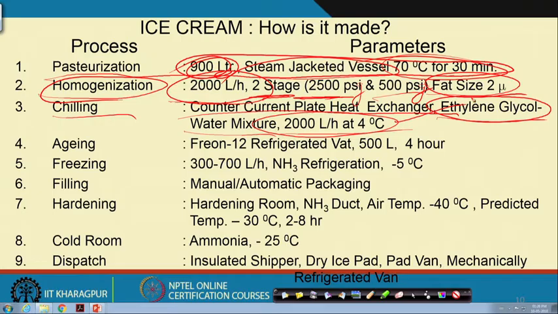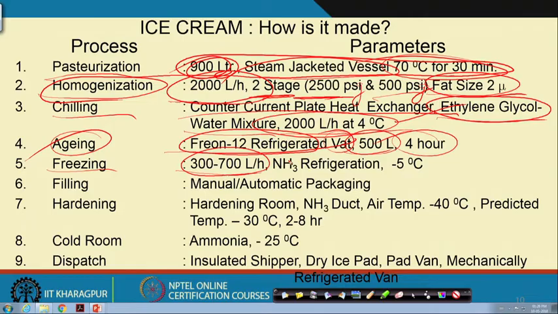It is chilled to 4 degrees centigrade. Then aging is done with freon refrigeration in vats, big containers of 500 liters, for 4 hours. Then freezing is done, usually the commercial freezer sizes are between 300 to 700 liters per hour, and the refrigeration could be ammonia or freon depending on what you have. And the outlet temperature of ice cream is -5.